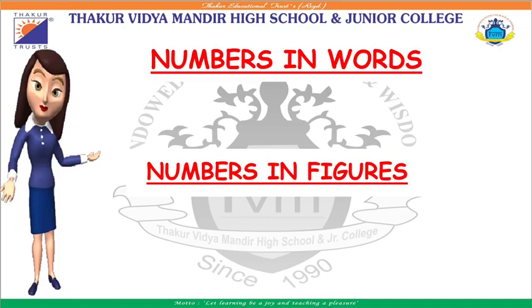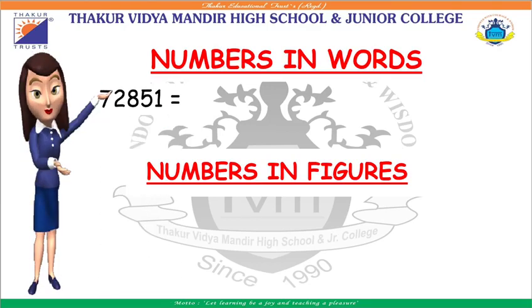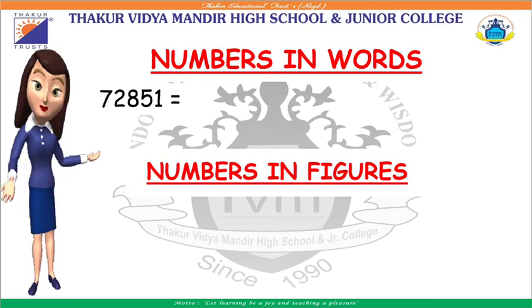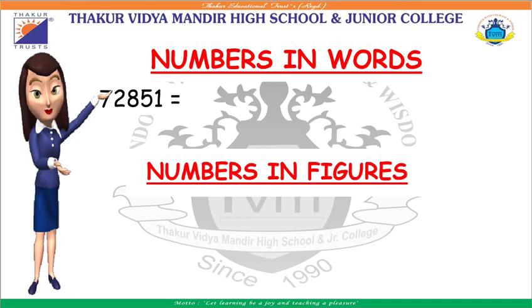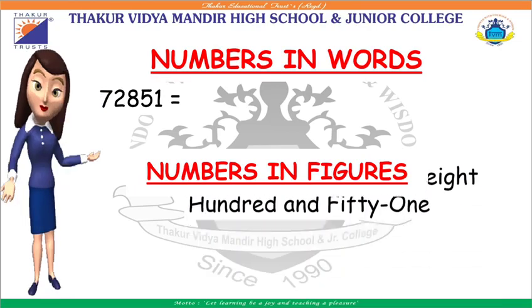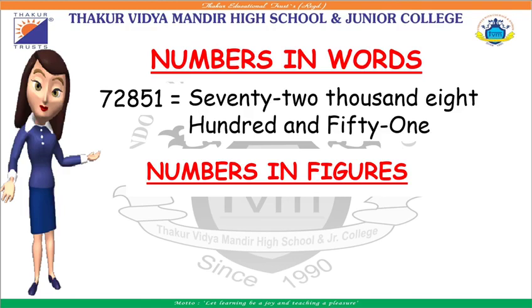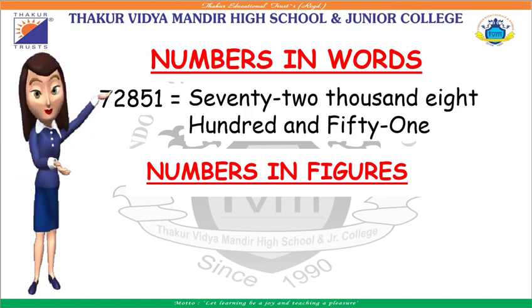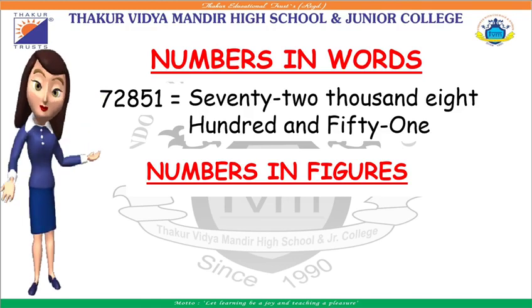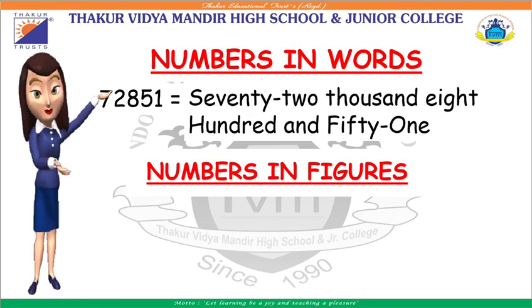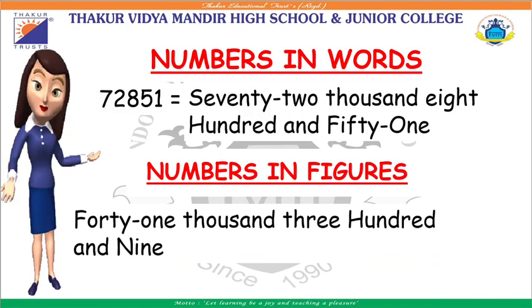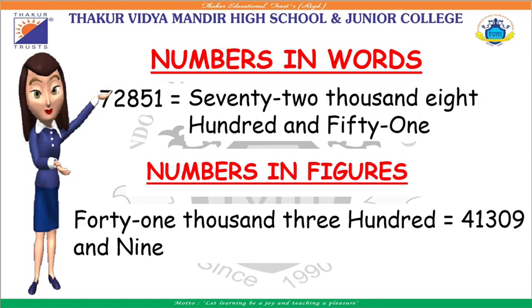You are given the figure 72851. To write in words, starting from the leftmost position, it will be 72,851. If you are given the numbers in words, to write it in figures, 41,309, it will be 41309.